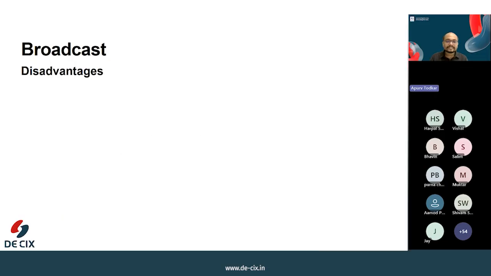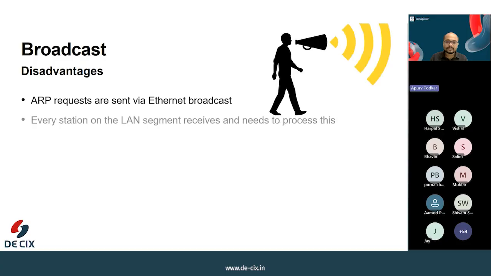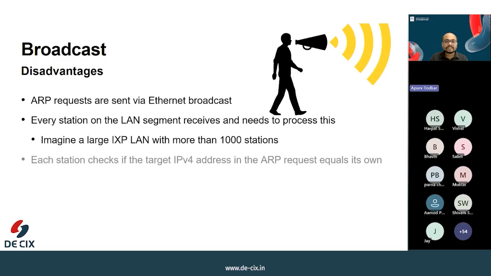All the ARP requests are sent out using the Ethernet broadcast, like I said. But that means that every station on the LAN receives them and has to process them. So because it's a broadcast, the frame doesn't get filtered out by the network adapter. It has to be passed up to the CPU and inspected. Okay. So this is the main disadvantage of it. So now imagine a large peering LAN like DE-CIX India that we have, with thousands of stations connected. So there is a constant background noise of broadcast happening all the time.